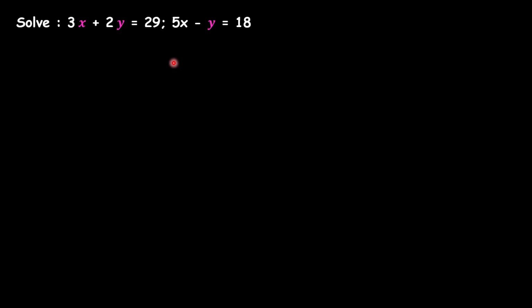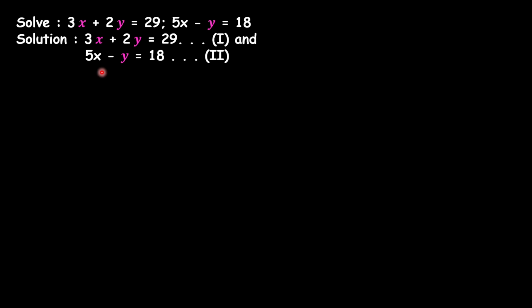Now we complete this activity. Solve 3x plus 2y is equal to 29 and 5x minus y is equal to 18. Already these two equations are in general form. Therefore equation 1 is 3x plus 2y is equal to 29 and equation 2 is 5x minus y is equal to 18. Here obviously the variable y has opposite sign.